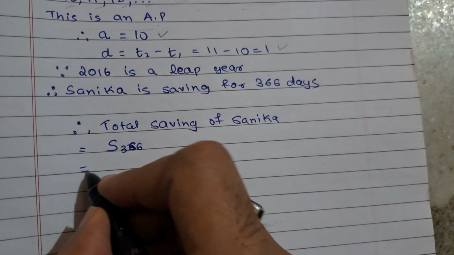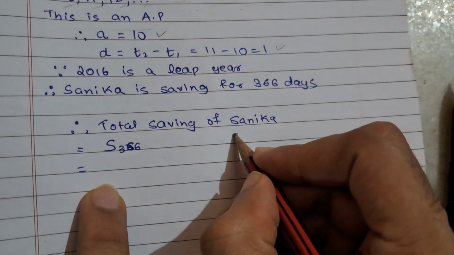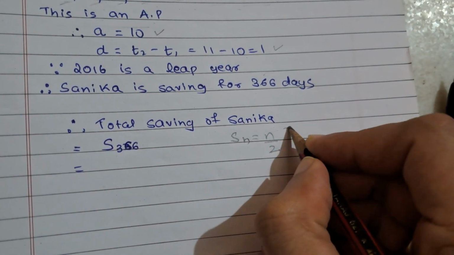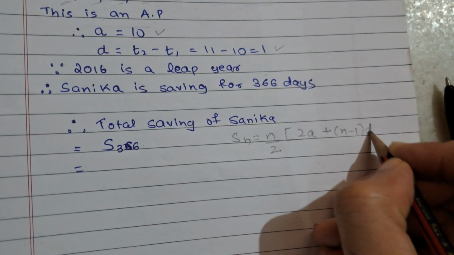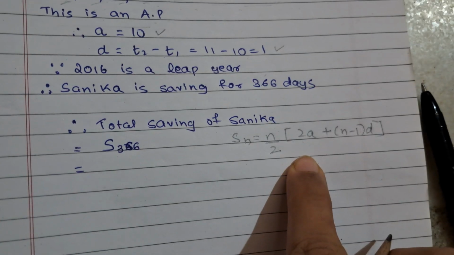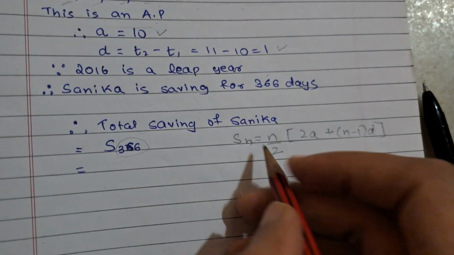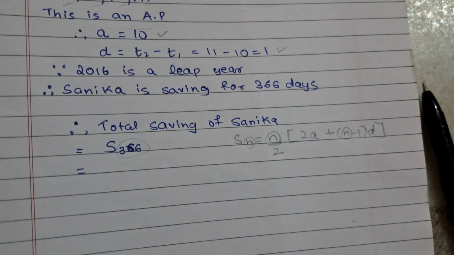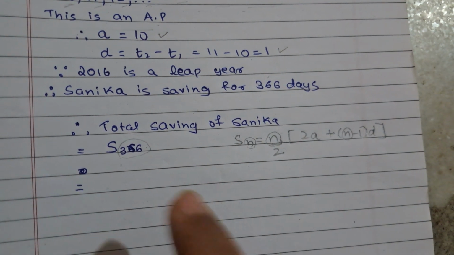Now let's recall the formula for Sn. What is the formula for Sn, by the way? Let me write it over here in rough. Sn is equal to n upon 2, into 2a plus n minus 1 into d. Right? This is the formula for Sn. Now, instead of n, I am writing 366. That means in this formula, wherever I see n, I just have to put 366 over there.